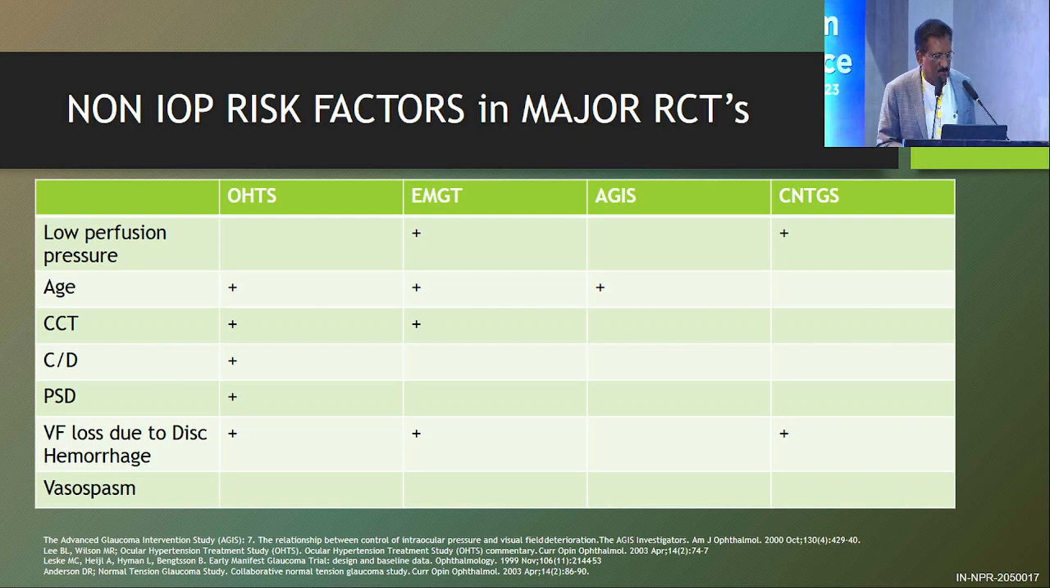All this says that low perfusion is a significant risk factor. At the same time, age is a very significant risk factor. We know that as the percentage of people crossing 60 increases, automatically the prevalence of glaucoma increases. There is no doubt about it. CCT is another contributory risk factor. CD ratio, we give more importance to, but it contributes very little. PSD also, we give importance, but it contributes lesser. And disc hemorrhages are very significant risk factors for glaucoma progression as well as for diagnosis.